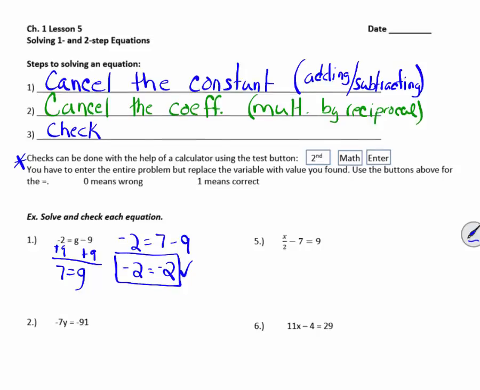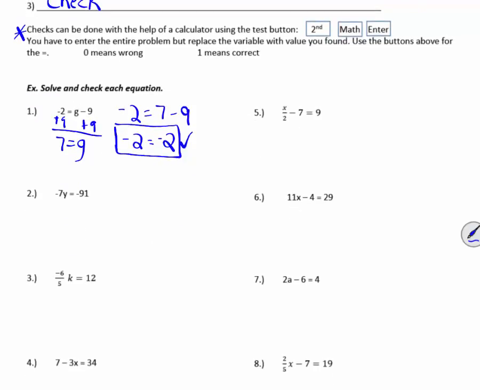All right, number 2, going down the page. So here I have y, it's being multiplied by -7, so to cancel I have to not do what I just did. I have to multiply by the reciprocal. So the reciprocal of -7 is -1/7. So yes, it really is just like dividing, but we're going to want to make sure that we're showing that. So a negative divided by a negative is a positive, and 7 goes into 91 13 times. To check it, -7 times 13 equals -91. Making sure you try that in your calculator, -91 equals -91.